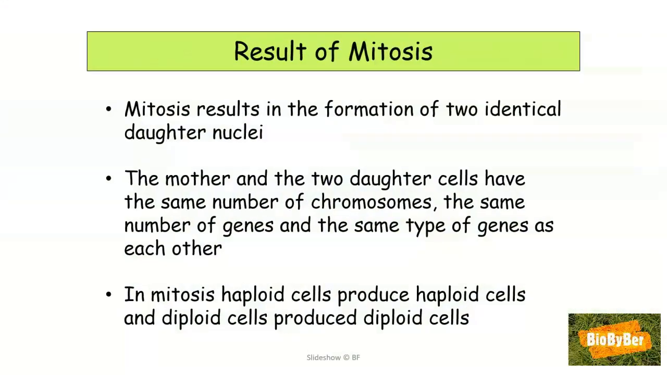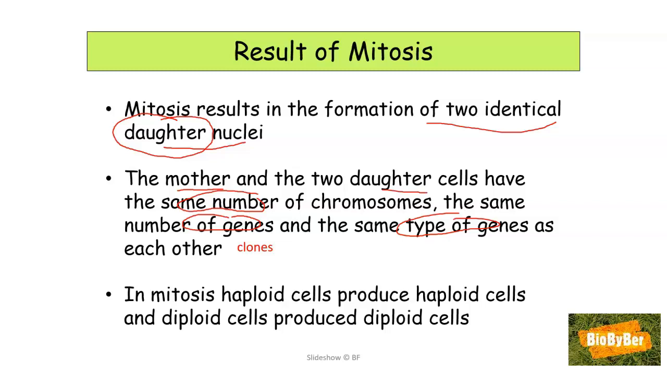Now, the result of mitosis is, as we've just said, the formation of two new identical daughter nuclei. The word daughter here does not refer to female. It simply means offspring nuclei or two new cells. The original cell, or the mother cell, and the two daughter cells have the same number of chromosomes, the same number of genes on those chromosomes, the same type of genes as each other. So as we've just said, the original cell and the two new cells formed are clones.